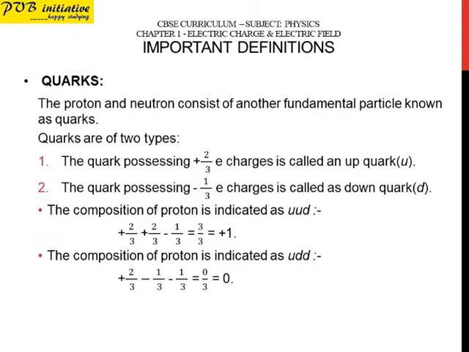The composition of proton is indicated as uud and is shown by the following expression: plus 2/3 plus 2/3 minus 1/3 equals 3/3 equals plus 1. The composition of neutron is indicated as udd: plus 2/3 minus 1/3 minus 1/3 equals 0/3 equals 0.